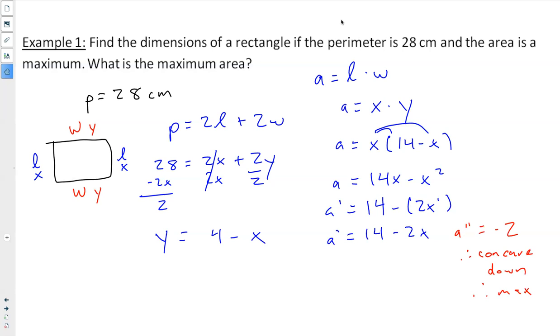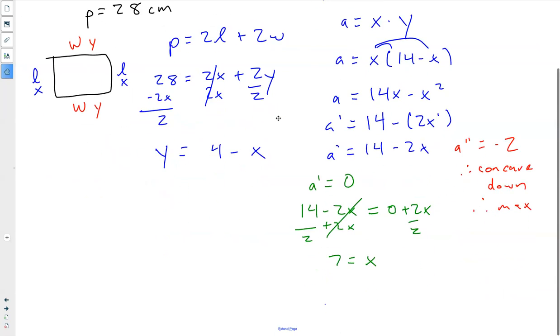maximum function. Okay, so now that we've confirmed that this is a maximum function, let's find our critical point here. So where my A prime is equal to 0. So 14 minus 2x is equal to 0. Let's solve for x. So plus 2x, divided by 2. And we get 7 is equal to x. Okay, so we have a maximum point when x equals 7.